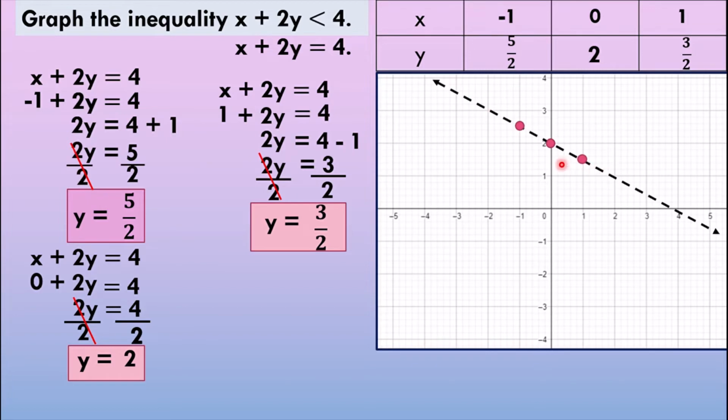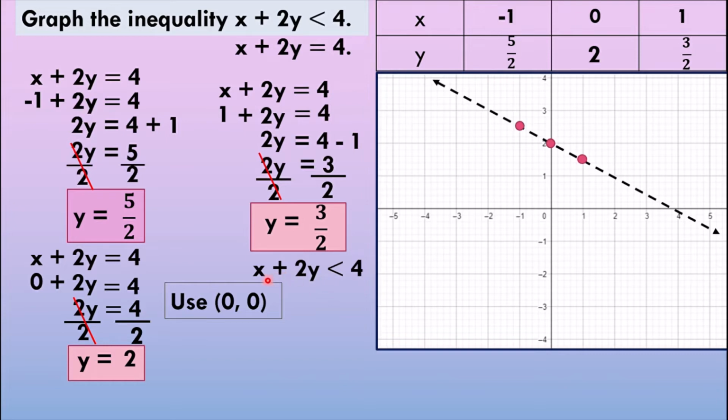Next, connect the points. Okay, connect the points by a line. So, our boundary line is a broken or dashed line, because our inequality sign is less than. Next, our boundary line does not pass through our origin. So, we can see here, it is not at the origin. Therefore, to test which half plane to shade, whether the lower half plane or the upper half plane, we can use 0, 0 as a test point.